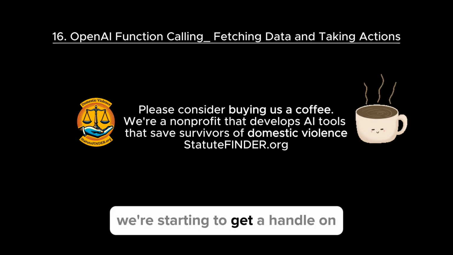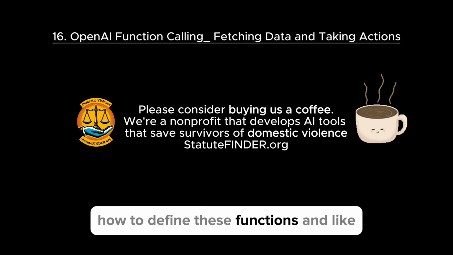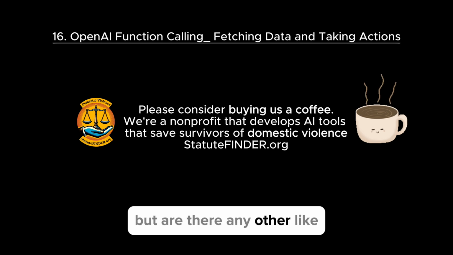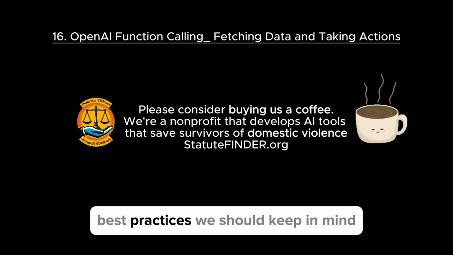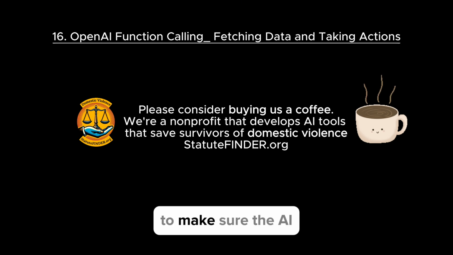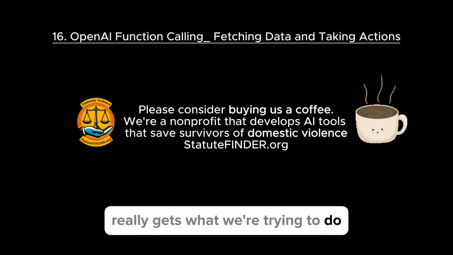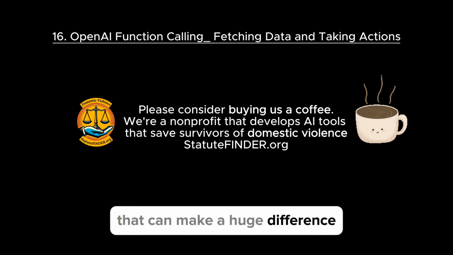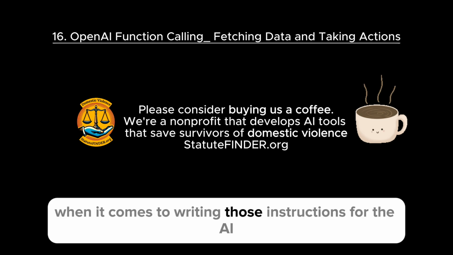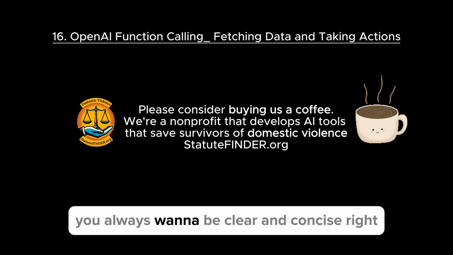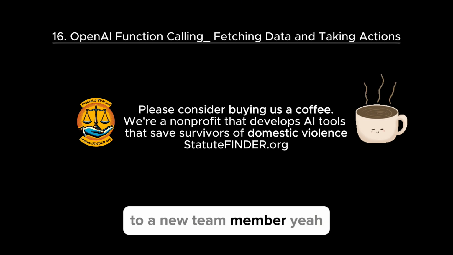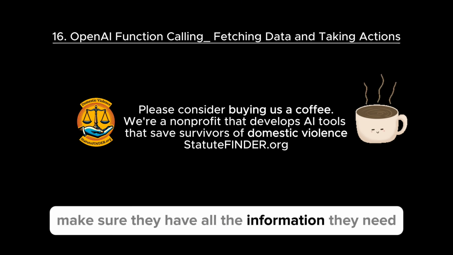So we're starting to get a handle on how to define these functions and package them up neatly for the AI. But are there any other best practices we should keep in mind to make sure the AI really gets what we're trying to do? Absolutely. There are some key things that can make a huge difference. When it comes to writing those instructions for the AI, you always want to be clear and concise. Treat it like you're explaining things to a new team member. Make sure they have all the information they need.